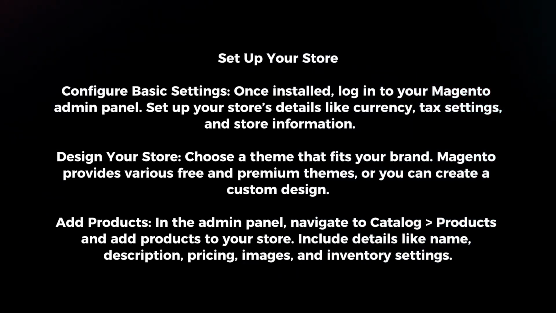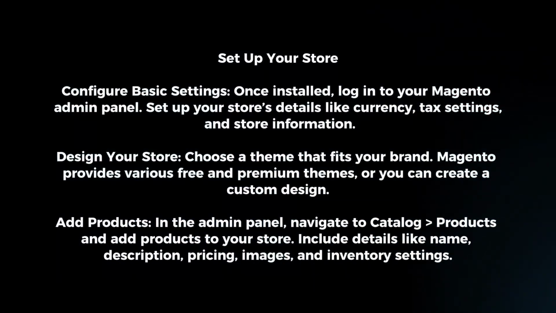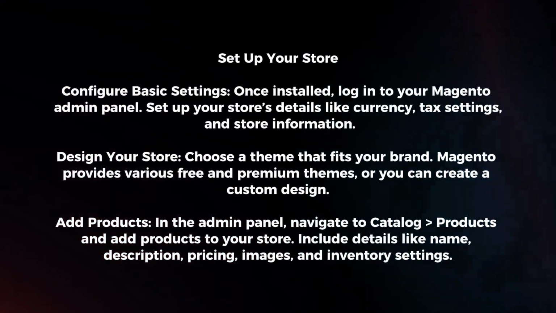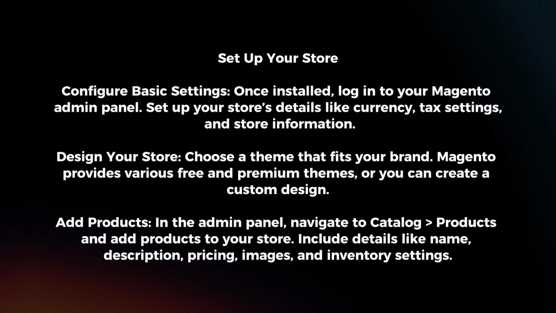Add products. In the admin panel, navigate to Catalog, Products, and add products to your store. Include details like name, description, pricing, images, and inventory settings.